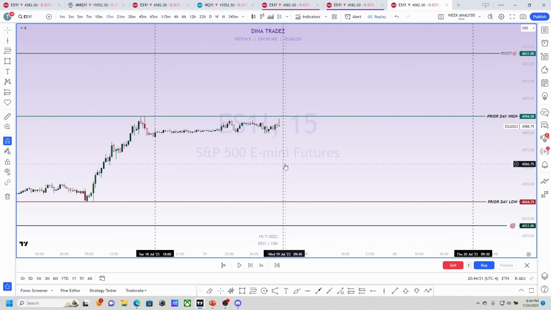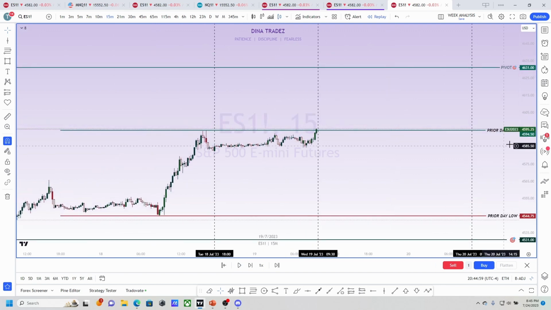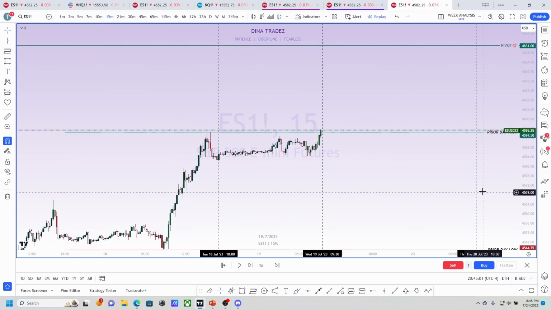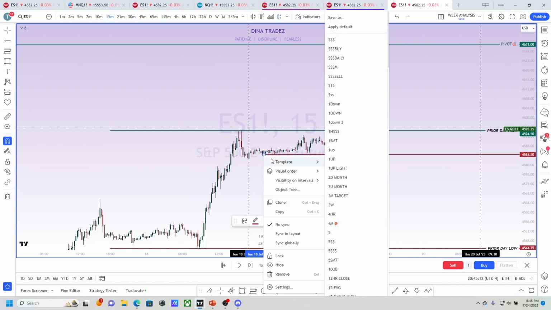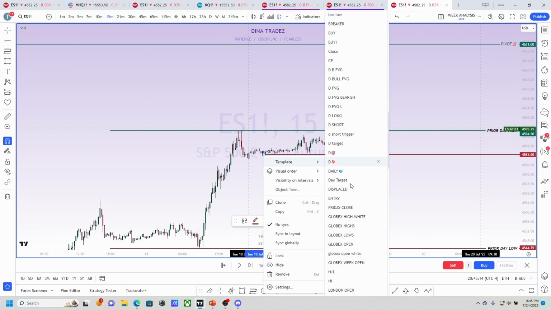Okay, one more candle. So that's the candle. All right, so this is the Wednesday. So Wednesday we're going to mark out Globex low, which is approximately here. Okay, so that's the Globex close.